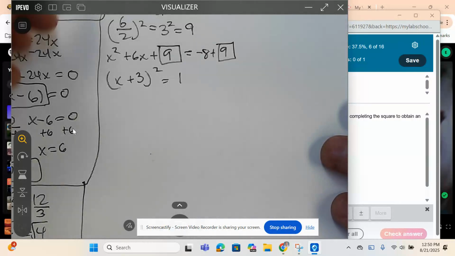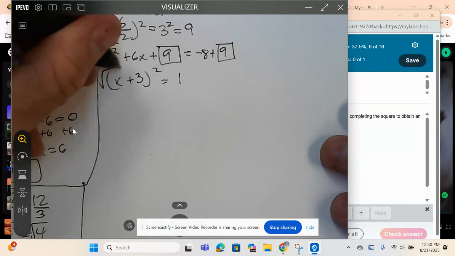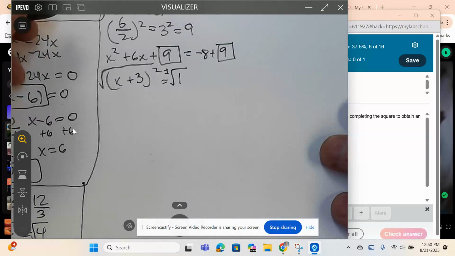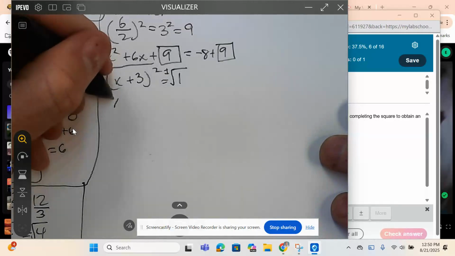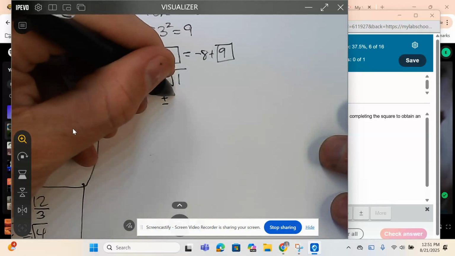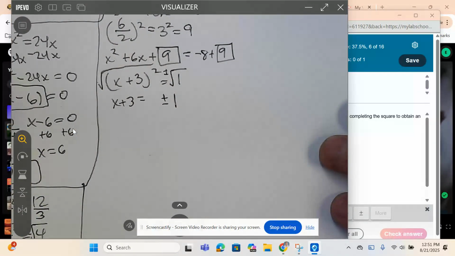All right, next thing, square root, put a plus or minus in front. So x plus 3 is equal to, what's the square root of 1? It's 1. And I'm going to leave a gap there. Okay.